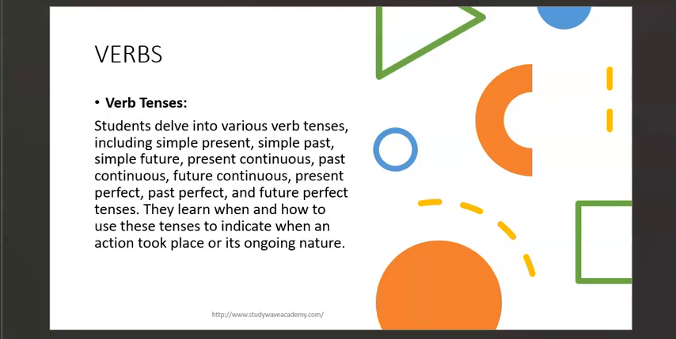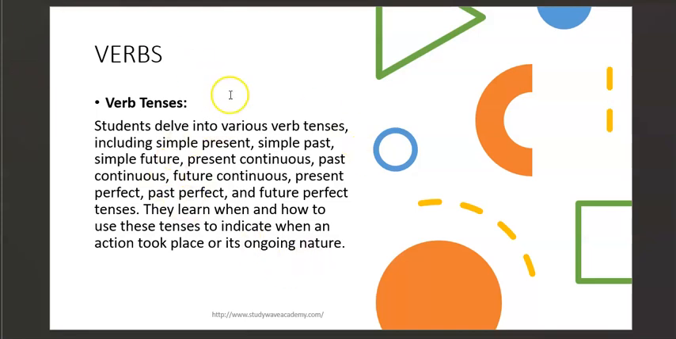Now, we have another topic we call the verb tenses. So like I said, this lesson is basically important for jogging our memory, just to remind us what we've done in our past classes. And right now we're talking about the verb tenses. So here students delve into various tenses. We have the simple present, the simple past, the simple future, the present continuous, the past continuous, the future continuous, and the present perfect, the past perfect, and future perfect tense.